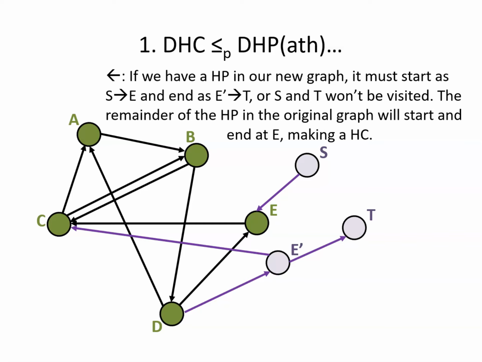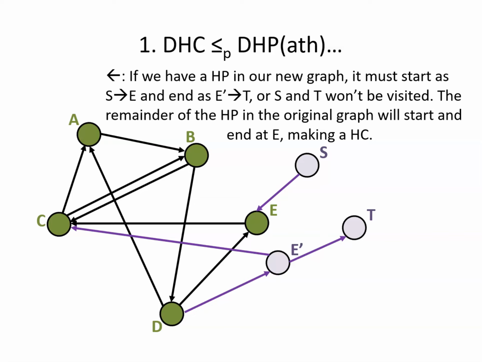Now for the only if direction. If we have a Hamiltonian path in our new graph, as we said before, we know it must start at S, as S has no edges going into it, and we know it must end at T, as T has no edges going out of it. The remainder of the Hamiltonian path therefore has to be starting at E and ending at E' just before T. If we take that and we attach E and E' back together again, we can see that whatever the last edge was taken to reach E' must also be an edge that could have been taken to E instead, which would have completed our Hamiltonian cycle.